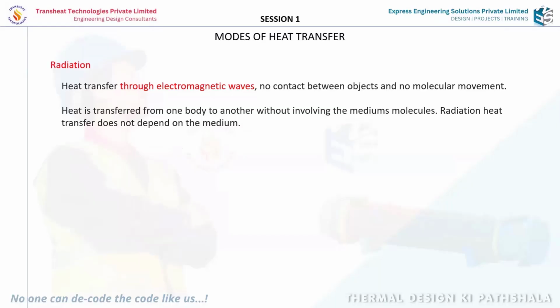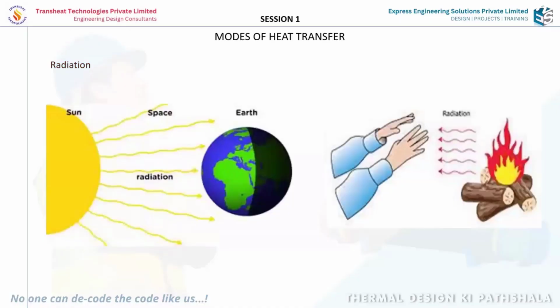The best example for radiation would be the sun's heat on the earth. How we receive the sun's heat is by radiation. How we feel the warmth of a bonfire, even though we sit at a distance, is by radiation. These are two good examples which we can relate to easily.